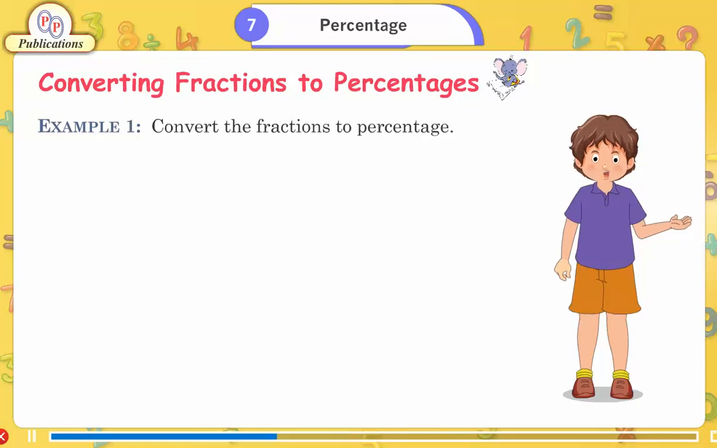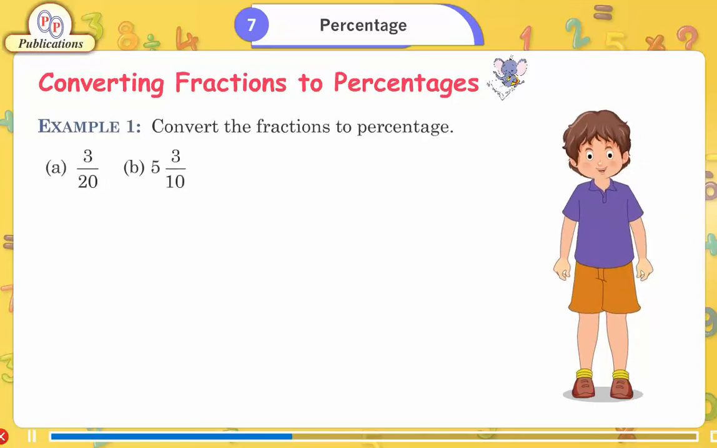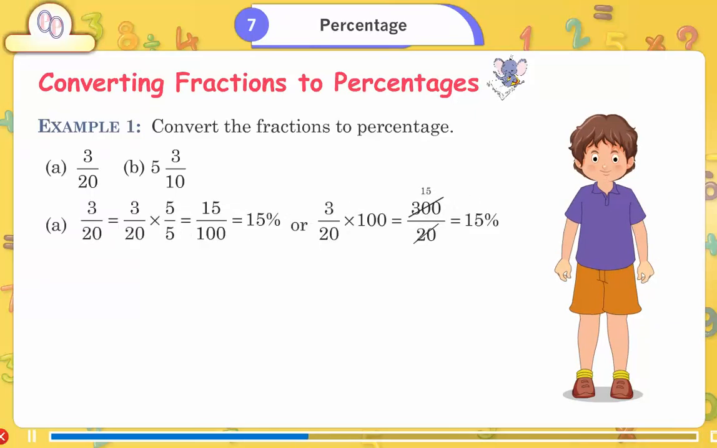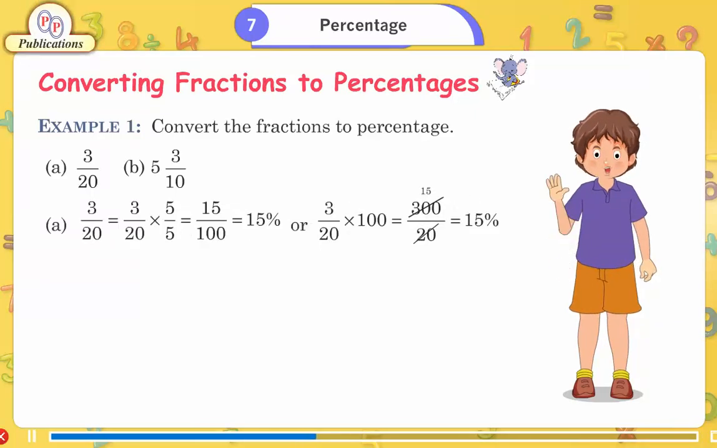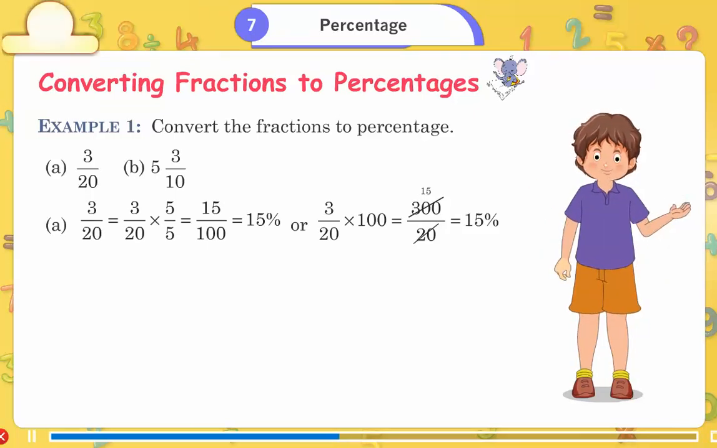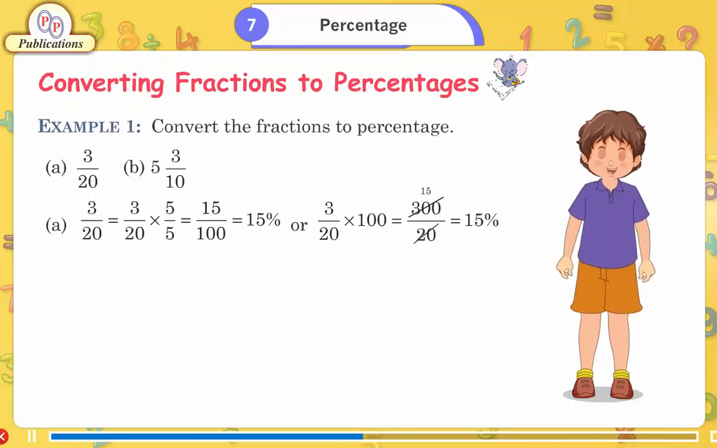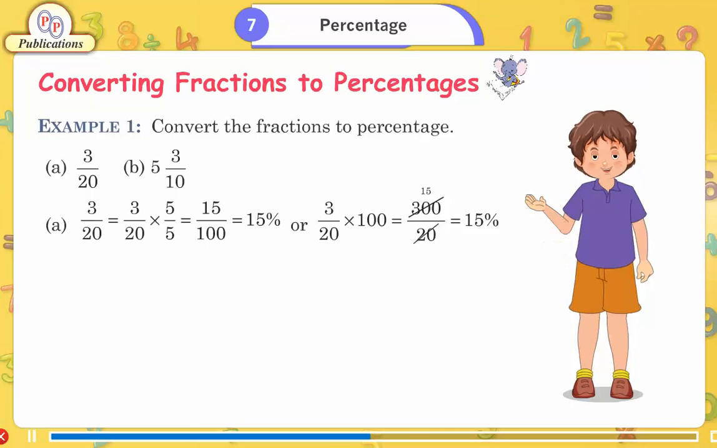Example 1. Convert the fractions to percentage. A. 3 by 20, B. 5 and 3 by 10. A. 3 by 20 is equal to 3 by 20 multiplied by 5 by 5 is equal to 15 by 100 is equal to 15%. Or 3 by 20 multiplied by 100 is equal to 300 by 20 is equal to 15%.